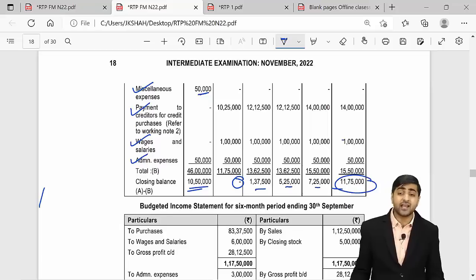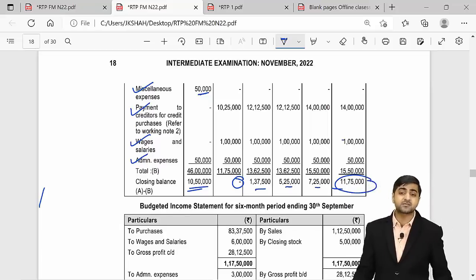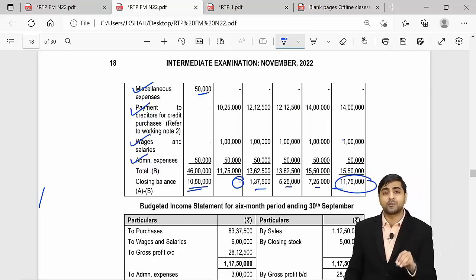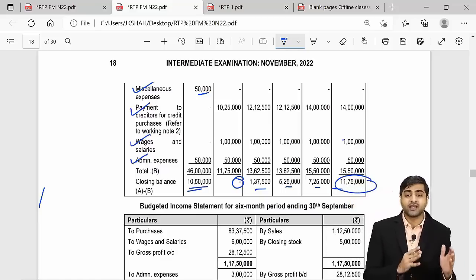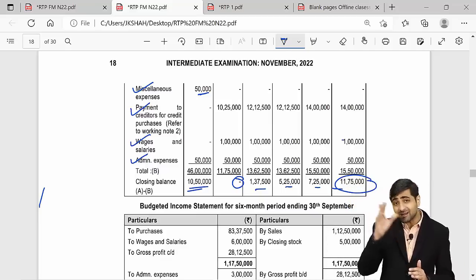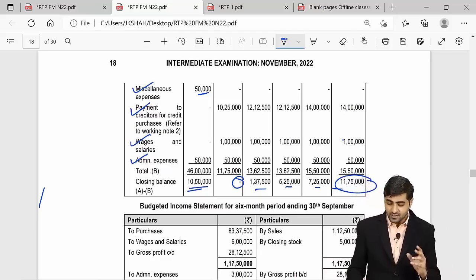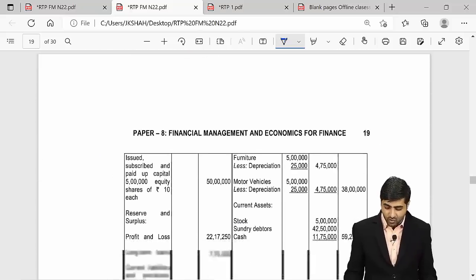And the balance at the end of September month will be 11,75,000. Now this balance is very important because, guys, in this particular question you are also required to prepare the balance sheet. So as on 30th of September 2021, you will have some closing balance which will form part of your current assets. So that is very important. Hence, this balance will appear on your balance sheet side.